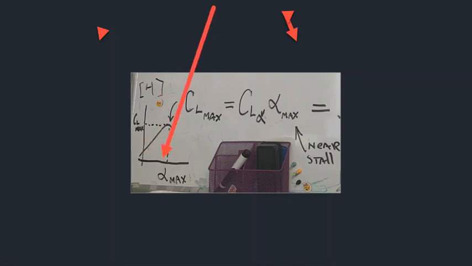CL is a function of angle of attack, and the aircraft always stalls at the same angle of attack. Always. The interesting thing is that if you divide angle of attack in degrees by 10, you'll get close to the C sub L. So if the aircraft stalls at 20 degrees angle of attack, probably CL will be close to 2. That's just a rule of thumb.